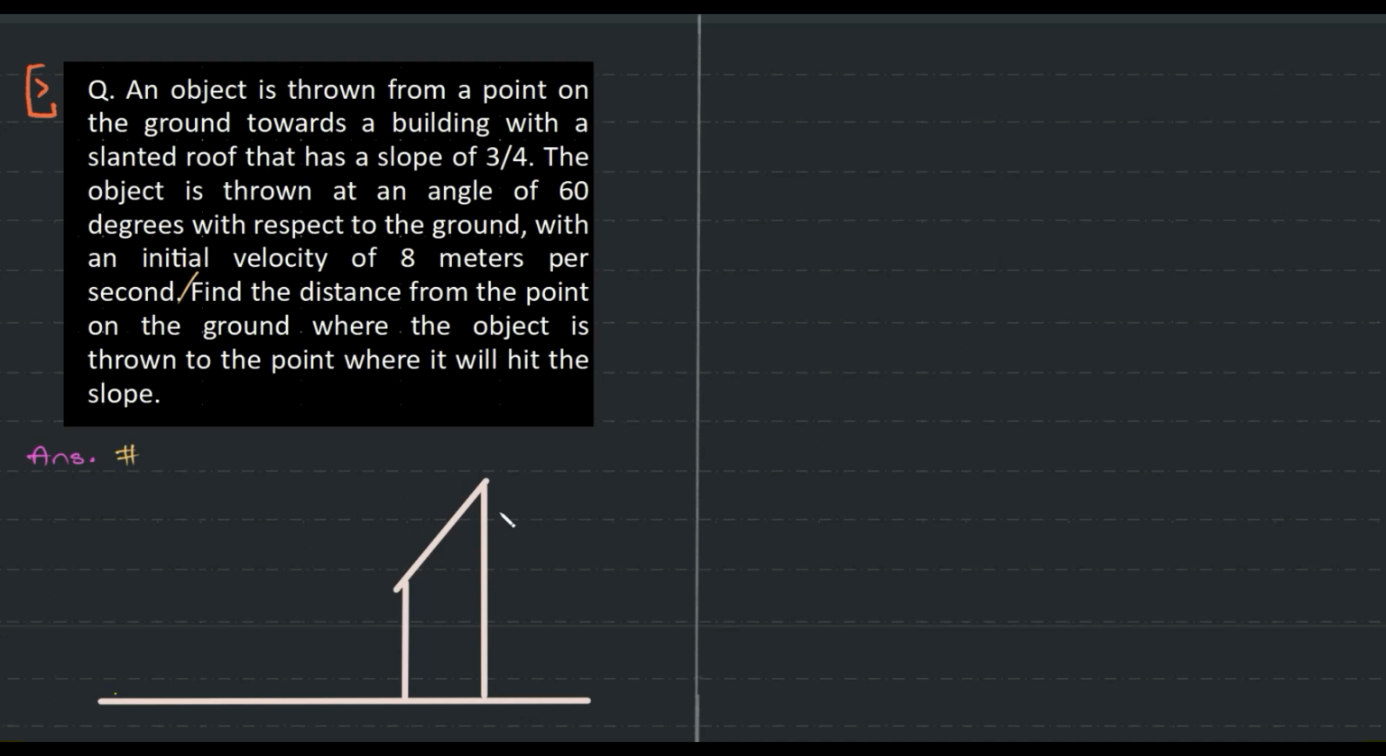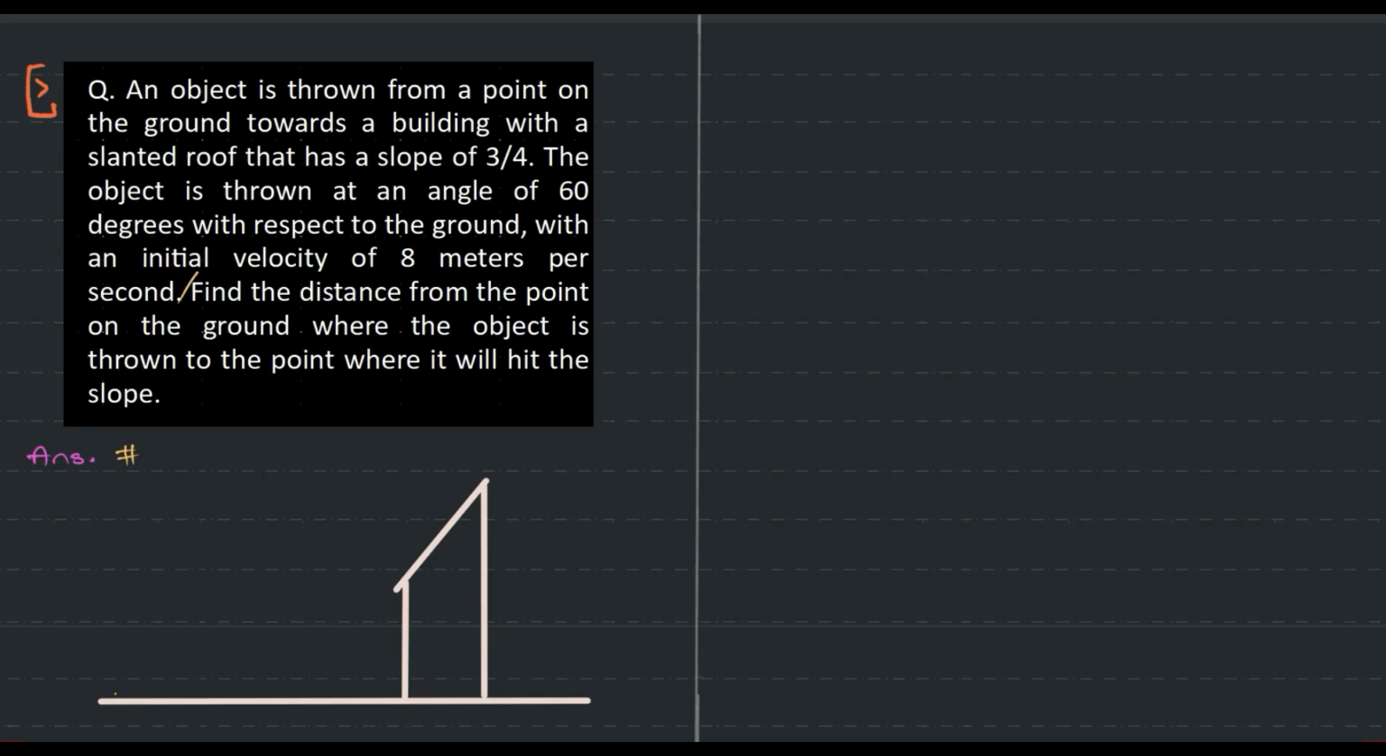You have to hit the roof. Okay, the question is: an object is thrown from a point on the ground towards a building with a slant slope of 3/4. The object is thrown at an angle of 60 degrees with respect to the ground with an initial velocity of 8 meters per second. Find the distance from the point on the ground where the object is thrown to the point wherein it will hit the slope.